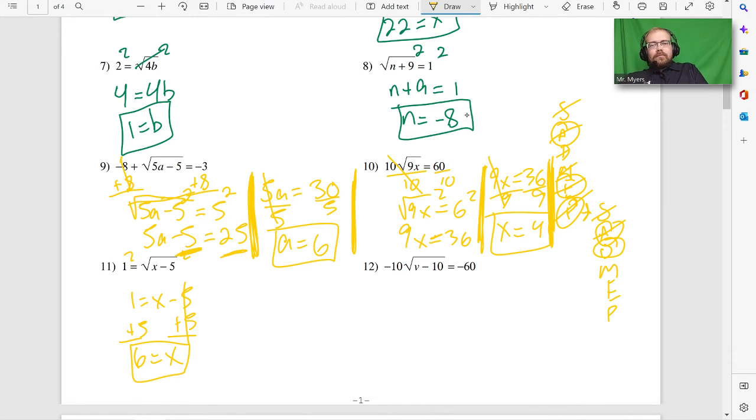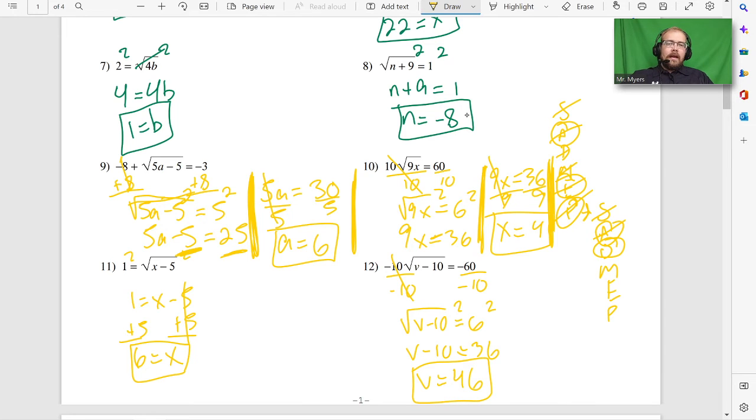Okay. What about this one? Divide by negative 10. Okay. V minus 10 equal to 6, square, square. V minus 10 equals 36. V is equal to 46. And there we go. That is it.